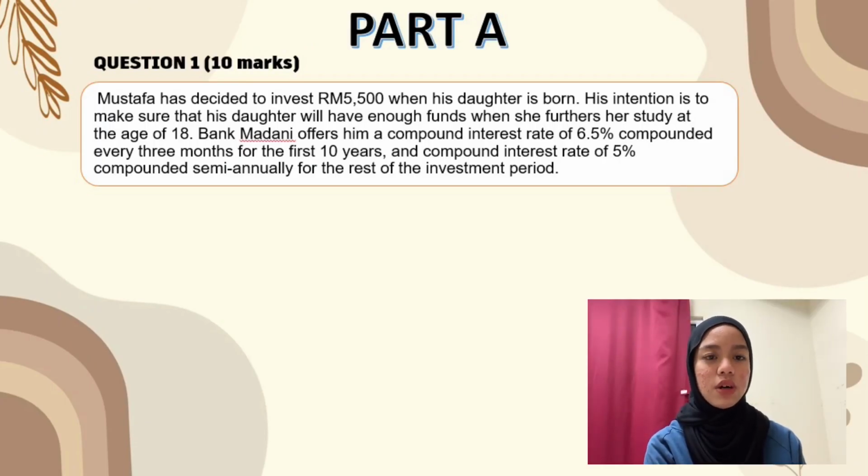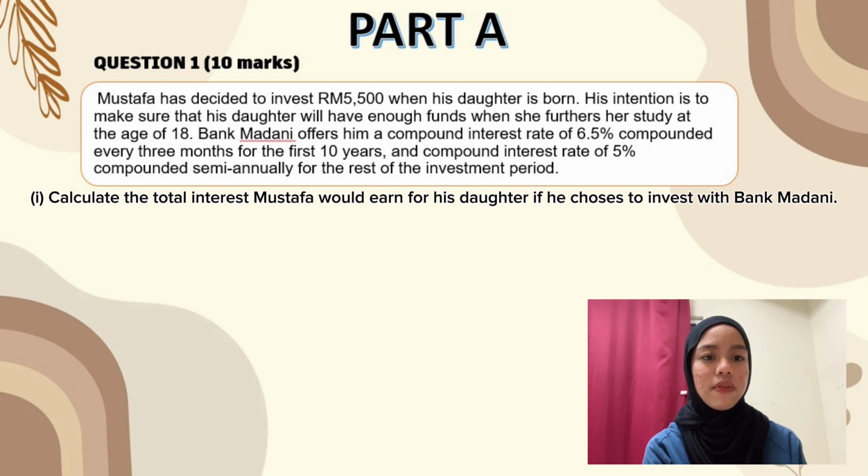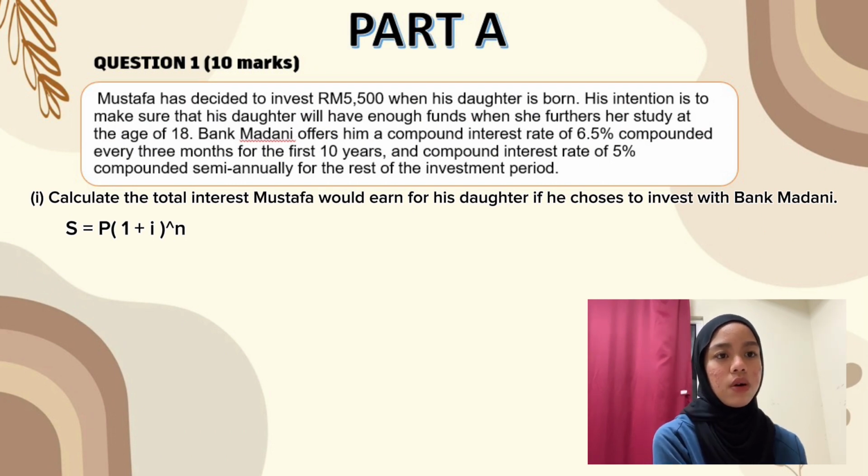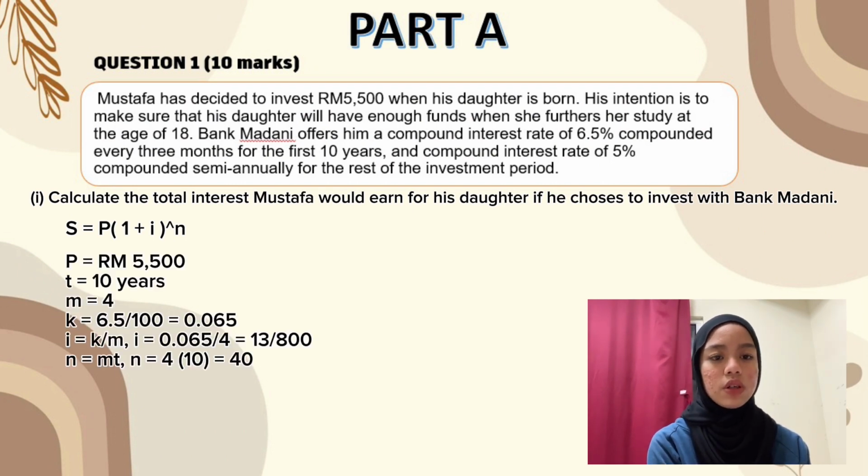I'm going to show you how to solve the first question for part A. The question is: calculate the total interest Mustafa would earn for his daughter if he chose to invest with Bank Madani. For this question, we need to use the compound interest formula, which is S equal to P open bracket 1 plus I close bracket power of N. We need to find S1 and S2 in order to calculate the total interest.